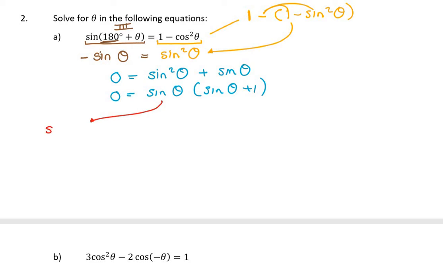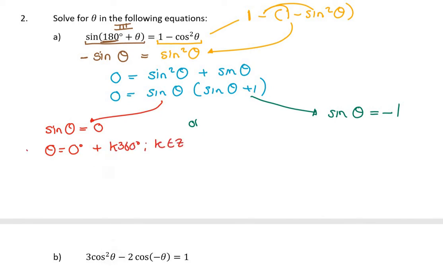So either sine theta is going to equal 0, or sine theta is going to equal negative 1. Now that's allowed. It's allowed to equal negative 1. It's not allowed to be less than negative 1. Now shift sine of 0 is 0. So I get 0 degrees plus k 360, k is an element of integers, so that's number 1. And my second solution here, if I do 180 minus 0, I get 180 degrees.